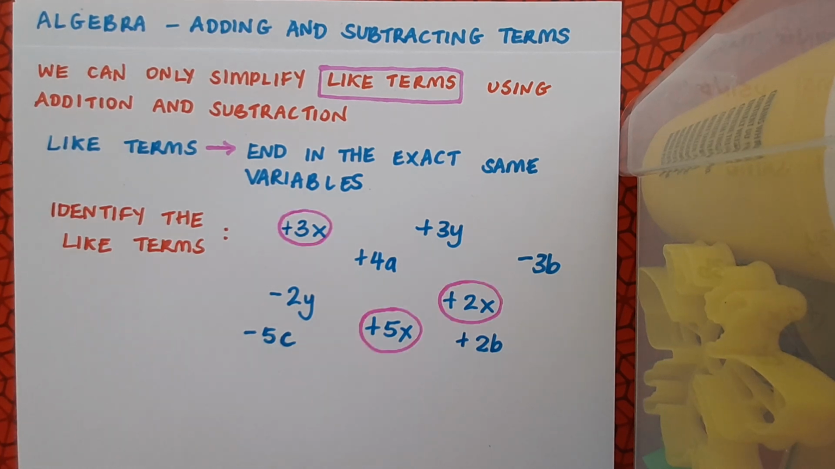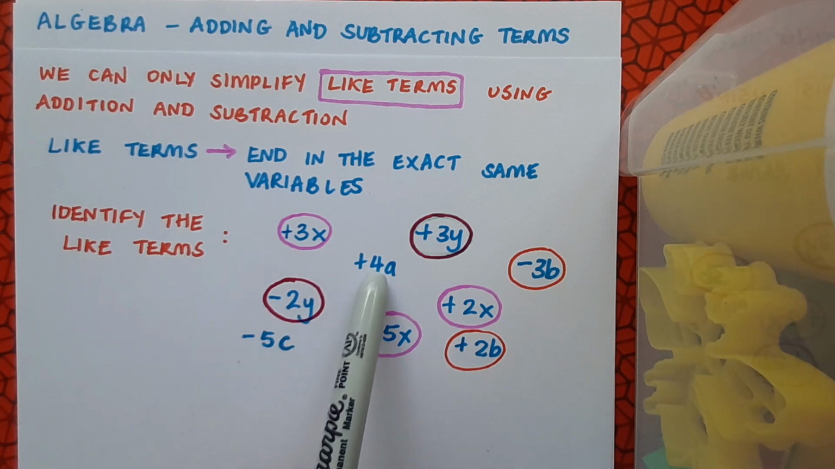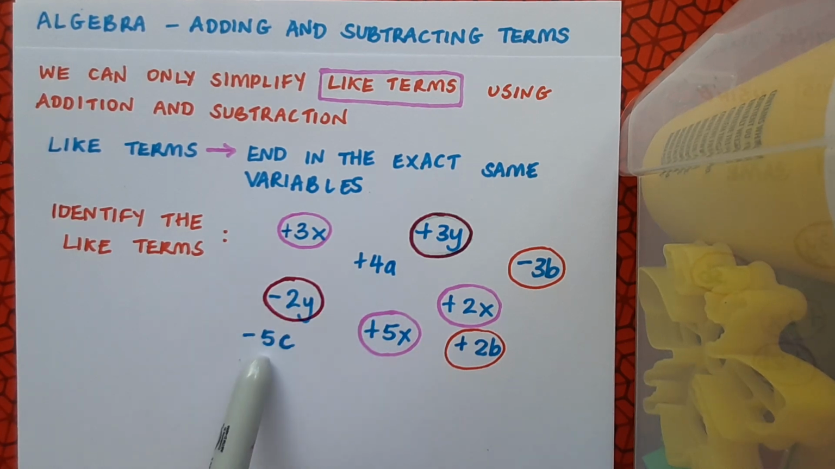Okay, so plus 3x, plus 2x and plus 5x are examples of like terms. They all end in x. Plus 2b and minus 3b are like terms. They both end in b. Plus 3y and minus 2y are like terms. They both end in y. And if I look at 4a and minus 5c, they don't have any match in this group. So I don't have any like terms for 4a and I don't have any like terms for minus 5c.